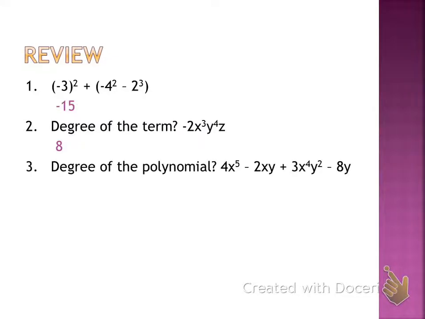Number 3, what's the degree of the polynomial? So how do I find the degree of the polynomial? What's the polynomial again? The whole thing. It's the degree of the largest term. So you want to go through and find the degree, and the degree is the total exponents. So the degree of this term would be 5. The degree of this term would be 1 and 1, which is 2. The degree of this term would be 6, and the degree of this term would be 1. So what's the degree of the polynomial? 6. It's the largest degree. Good.